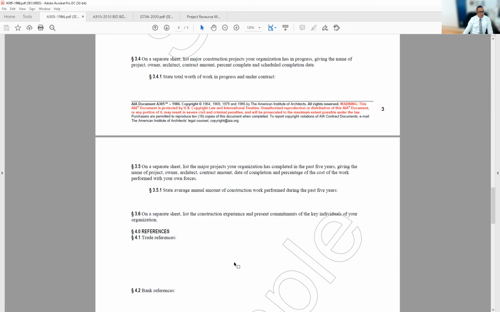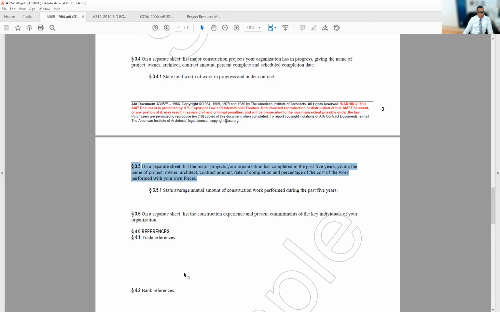Then it says, on a separate sheet, list the major projects your organization has completed in the past 5 years, giving the name of project, owner, architect, contract amount, date of completion, and percentage of the cost of the work performed with your own forces. That also helps us know how compatible they are with the project that we have. Let's say it is a high school, we'll see how many of those high schools or similar projects they've done, how fast they've done it, how big they were financially, where they are, and how much of it was done with their own forces, meaning themselves, not necessarily just GCing the entire job and giving it away to everybody, but things that they actually did.